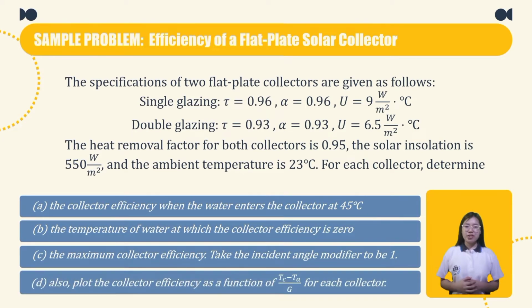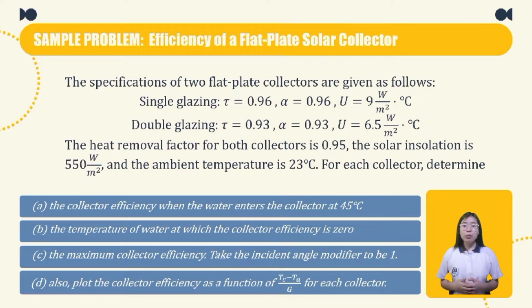Now let's proceed with our sample problems. We have here a problem about the efficiency of a flat plate solar collector. As we can read here, the specifications of two flat plate collectors are given as follows. For the single glazing, the transmissivity is 0.96, the absorptivity is 0.96 as well, and the U is 9. For double glazing, transmissivity and absorptivity are equal to 0.93, U is equal to 6.5. The heat removal factor for both collectors is 0.95. The solar insolation is 550 watts per square meter and the ambient temperature is 23 degrees Celsius.